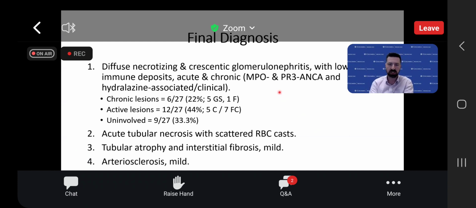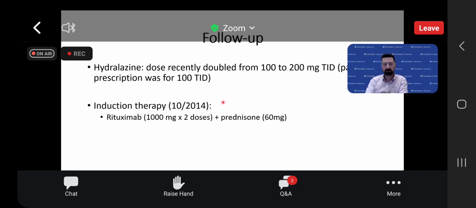And that indeed was what was diagnosed here, a diffuse necrotizing and crescentic GN in the setting of dual ANCA positivity with low-level, predominantly mesangial immune deposits. I've given you the breakdown here just so you get a sense. About a third of the gloms were uninvolved. Of the involved glomeruli, most of the lesions were active, but there certainly was some degree of chronicity here. And we mentioned the accompanying tubulointerstitial findings here.